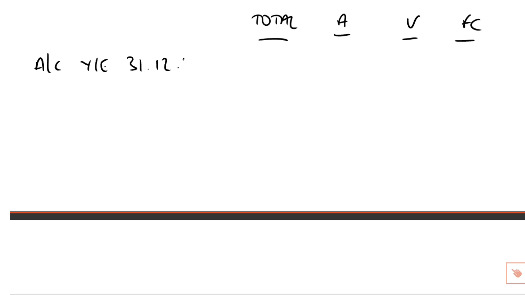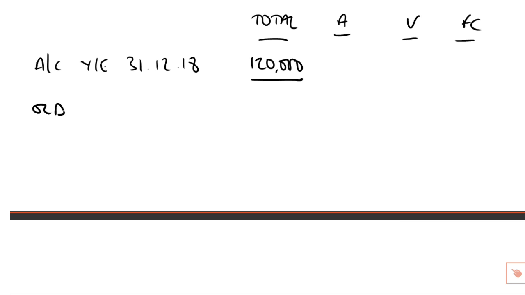Well, we've got to deal with, over the full accounting period, three partners, A, V and FC. So we're going to need a total column, as ever, and a column for partner A, partner V and FC. Which accounting period are we dealing with? The year ended 31st of December 18. What tax adjusted trading profit do we have? As given, £120,000.